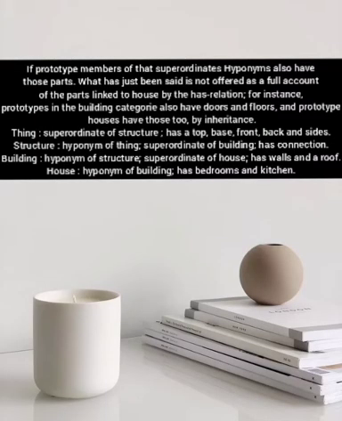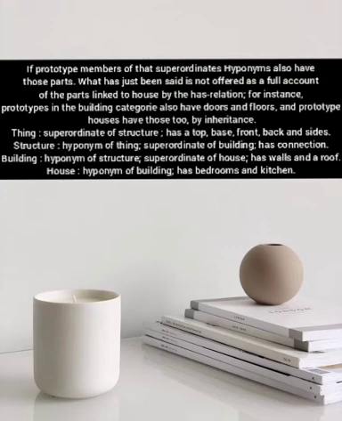If a prototype member of that superordinate has parts, hyponymy also has those parts. What has just been said is not offered as a full account of the parts linked to house by the has relation. For instance, prototypes in the building categories all have doors and floors, and prototype houses have those too by inheritance.